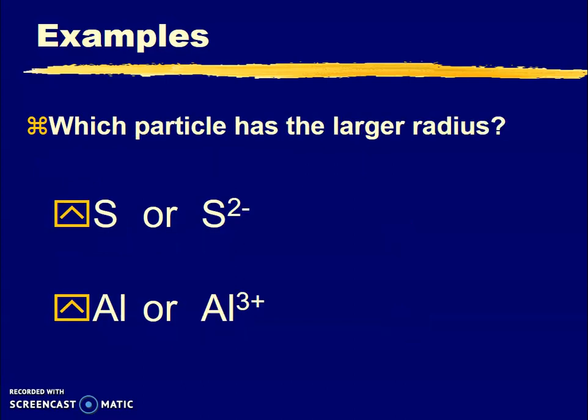Okay, now which particle has a larger radius? S or S-2. That little -2 means that it has gained 2 electrons. And then for this one, Al or Al 3+, the +3 means that it has lost 3 electrons. So looking at those patterns, pause the video and see what your answers are. Okay, S-2 gained 2 electrons, so it's going to be bigger because it has more electrons. And then Al is going to be larger because it gained 3 electrons, so it gained those electrons.